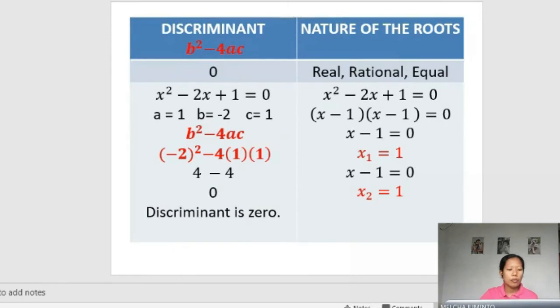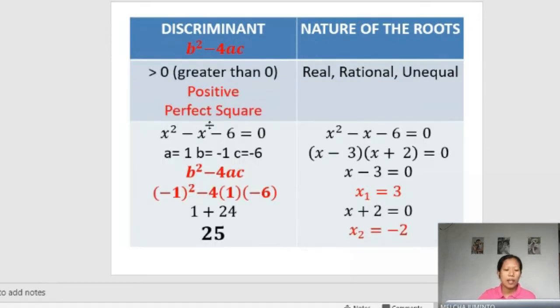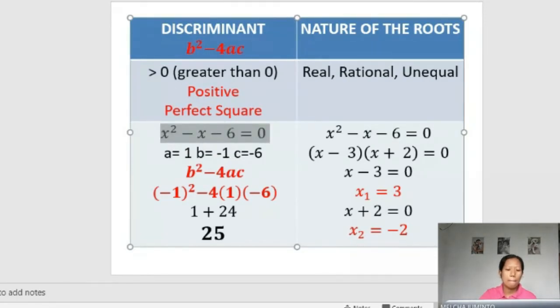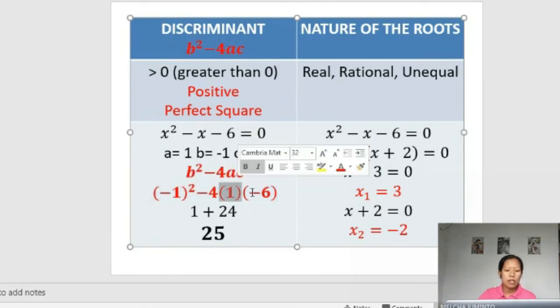Now let us move to the second. This time, we have an example which is x squared minus x minus 6 is equal to 0. Same, we need to find the values of a, b, and c. In this example, a is 1, b is negative 1, c is negative 6. Replace them in the formula for discriminant. So b will become negative 1, square that, minus 4. 4 is constant, a is still 1, c is negative 6.